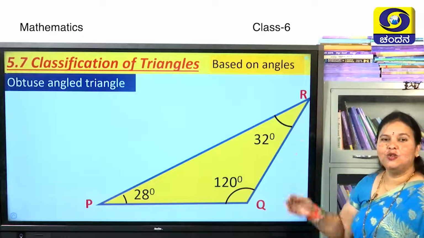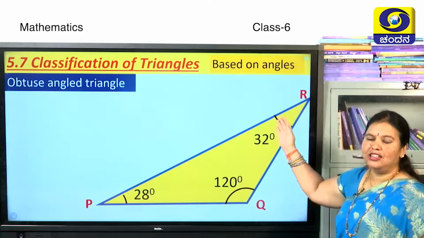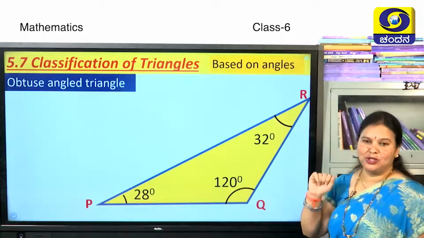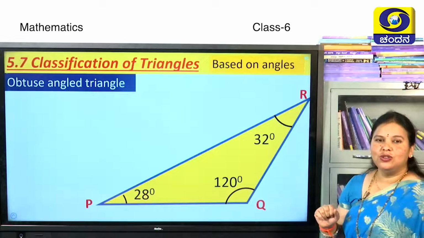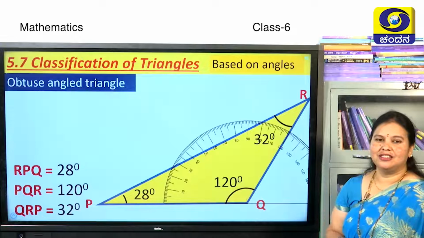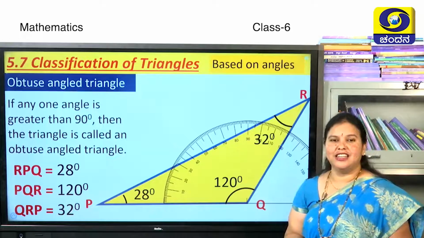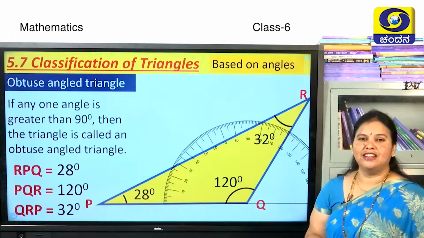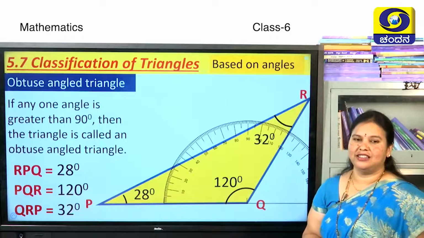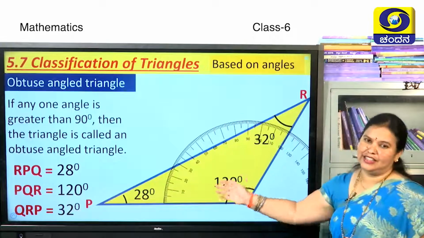Next we'll see what is obtuse angle triangle. Here in this triangle PQR, you are identifying one obtuse angle, isn't it? So we can define obtuse angle triangle like this. If any one angle is greater than 90 degree, then the triangle is called an obtuse angle triangle. Here you can see the measurements of all the three angles.